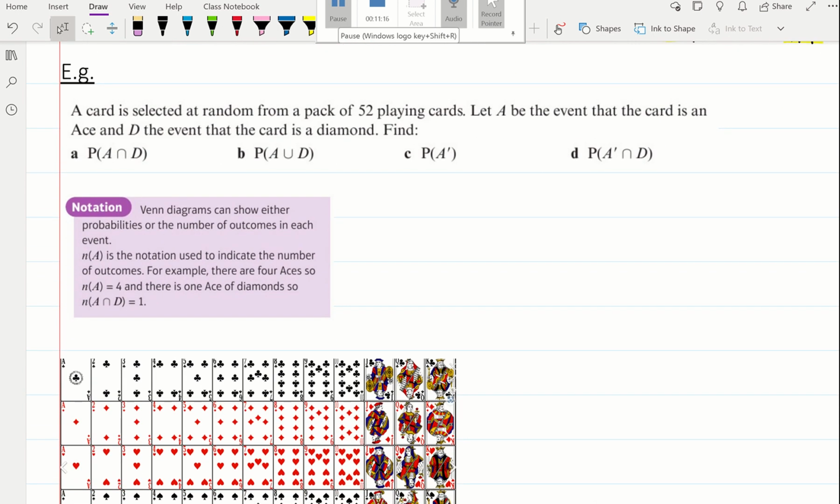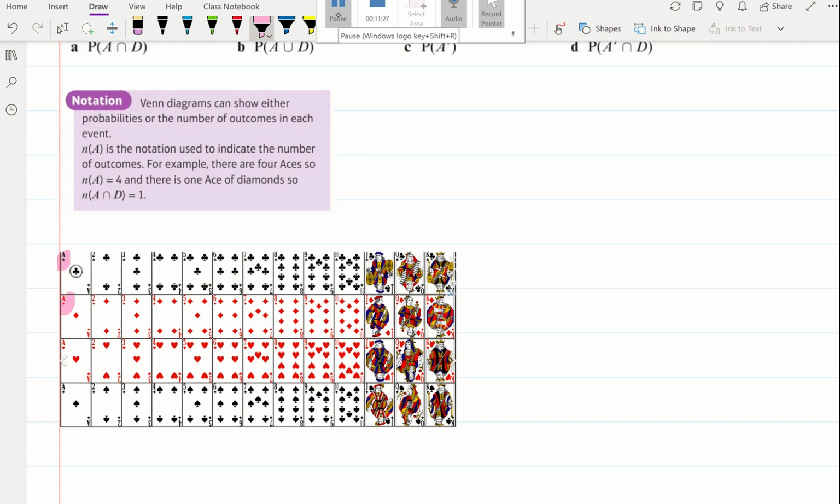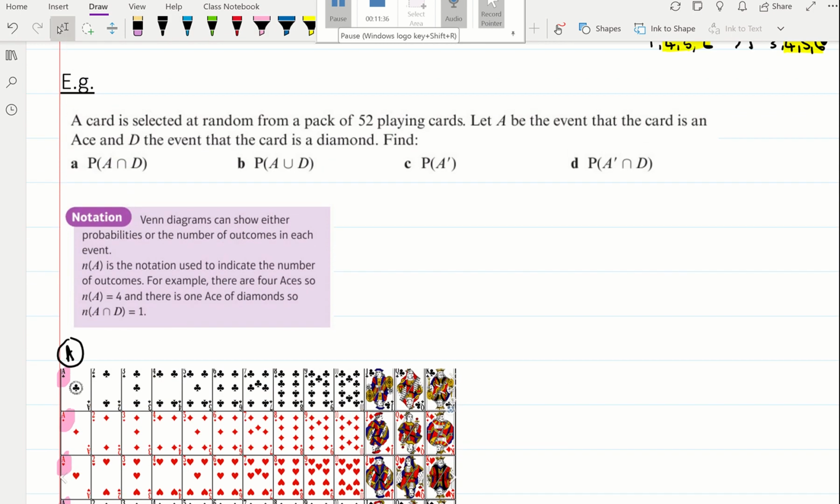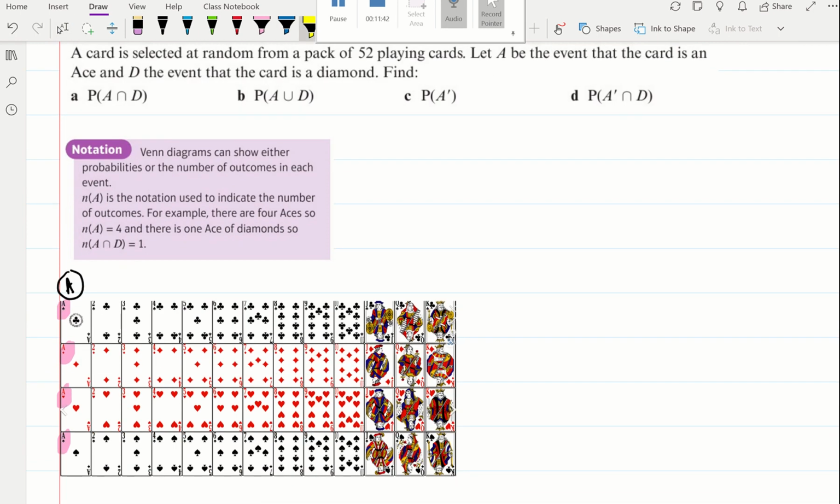Okay, let's look at this question. It says a card is selected at random from a pack of 52 playing cards. Let A be the event that the card is an ace. So an ace or a 1. So the probability of getting an ace is A. And then let D be the event that the card is a diamond. Well, the diamond pack is this pack. All of this pack is the diamond. So that's D. And that's our pack of 52 cards.